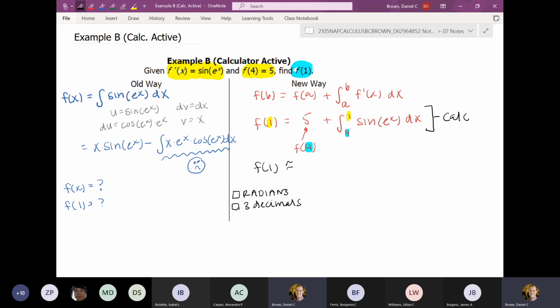The calculator is not going to tell us what f of x is. We can only jump directly to the numerical value of f prime. So your calculator cannot do indefinite integrals. Your calculator can only do definite integrals. How do we get to those definite integrals? I'm going to go through the steps virtually, and then I'll switch my screen and show you my calculator.